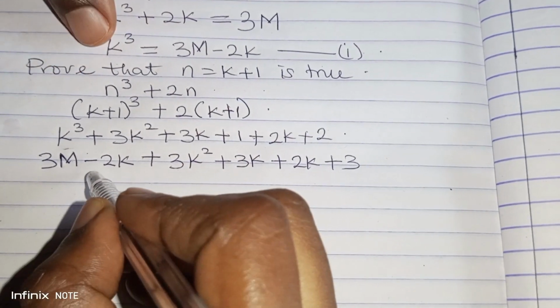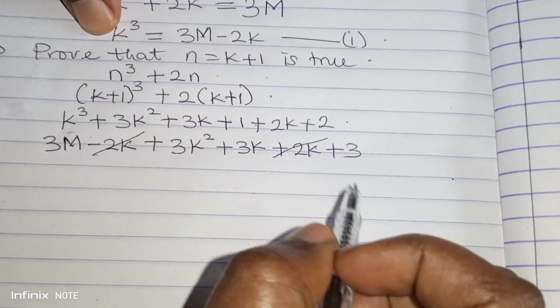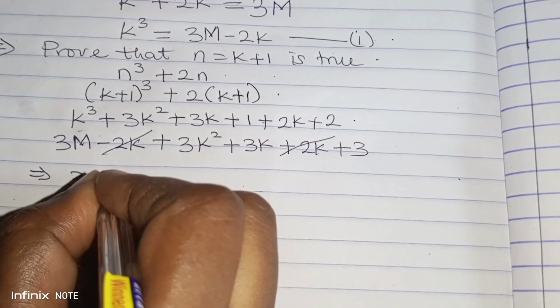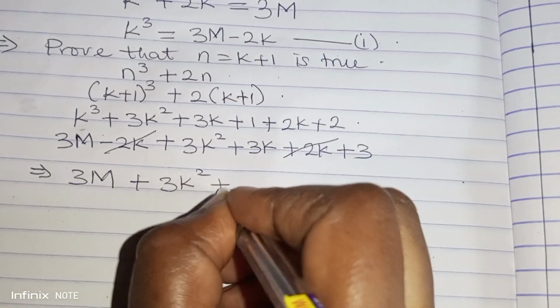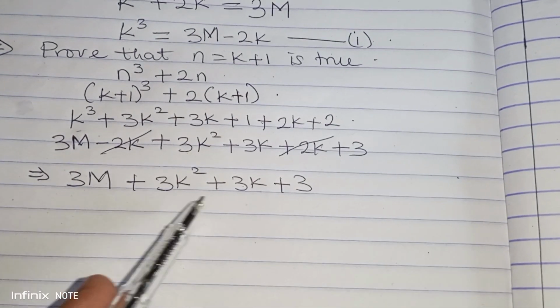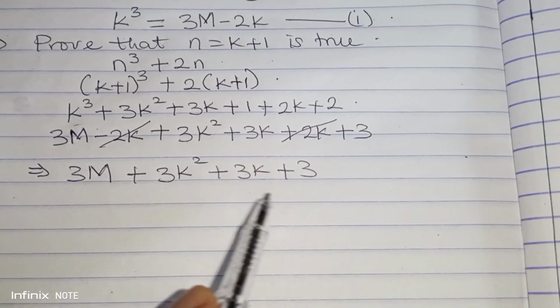So from here I have minus 2k plus 2k. So minus 2k cancel plus 2k. So I am left with 3m plus 3k squared plus 3k plus 3. We can see that all of these are multiples of 3. That is, they are divisible by 3.